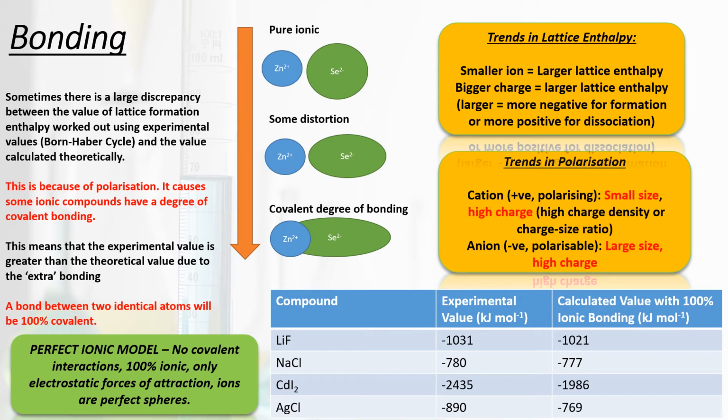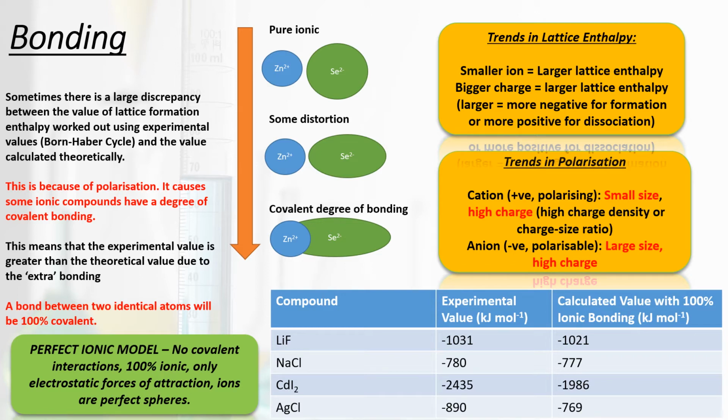Now, when we think about our bonding, sometimes there is a large discrepancy between the value of the lattice formation enthalpy that we work out using experimental values, our Born-Haber cycles, and the value that you can calculate theoretically. Obviously, the ideal scenario is that your theoretical value very much matches the experimental value. For some cases, they're very close. For other cases, there's a really big difference between the two. And the reason for this difference is actually because of polarization.